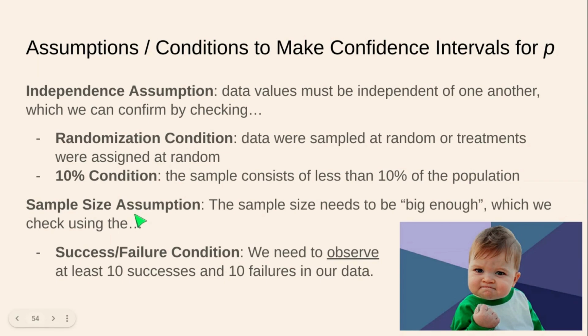Now, sample size assumption, all right? The sample size needs to be big enough, which we can check using the success-fail condition. You're familiar with the success-fail condition? Again, they're not going to automatically know what this means, so here is the important part. We need to observe at least 10 successes and 10 fails in our data. Now, note, sometimes we need to observe them, and sometimes we need to not observe but expect them. So sometimes this word changes here for the success-fail condition. In this case, for confidence intervals, we need to observe at least 10 successes and 10 fails.